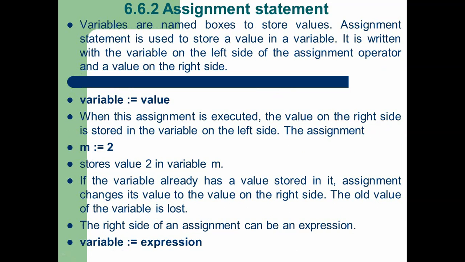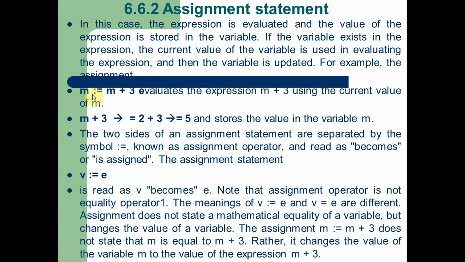In the previous example we saw m is equal to 2, where the value 2 is directly stored in the variable. Here, m is equal to m plus 3 means that after executing this expression, the new value is stored in the variable. Assignment will always execute at the end of the expression. So m is equal to m plus 3 means first m plus 3 will execute, a new value is generated, and the new value is stored in the variable m.